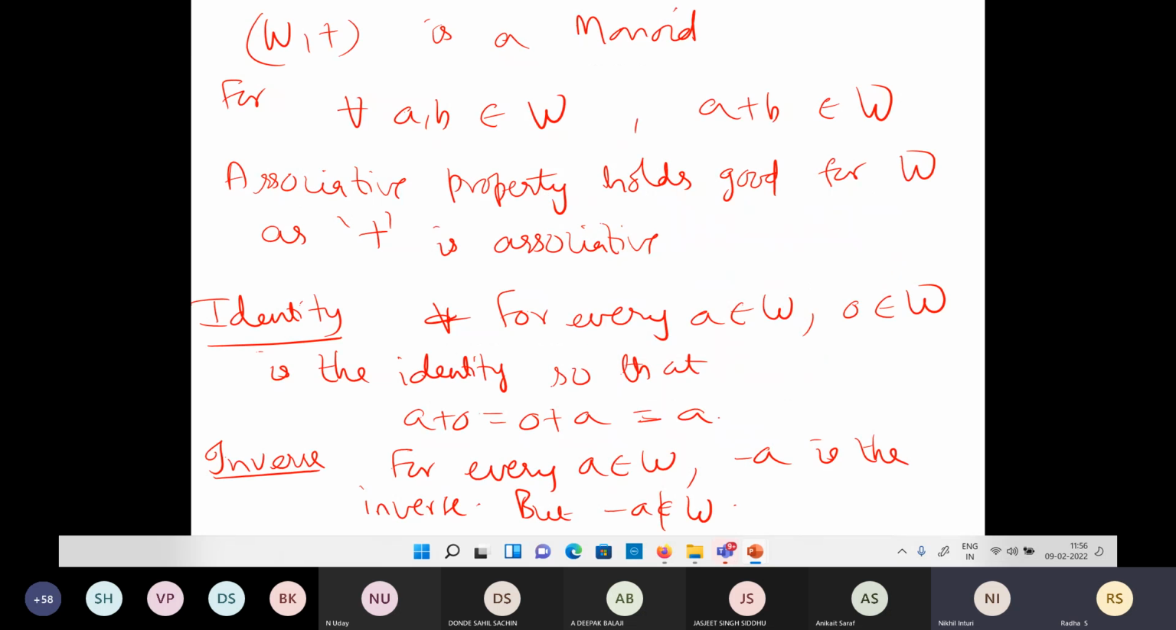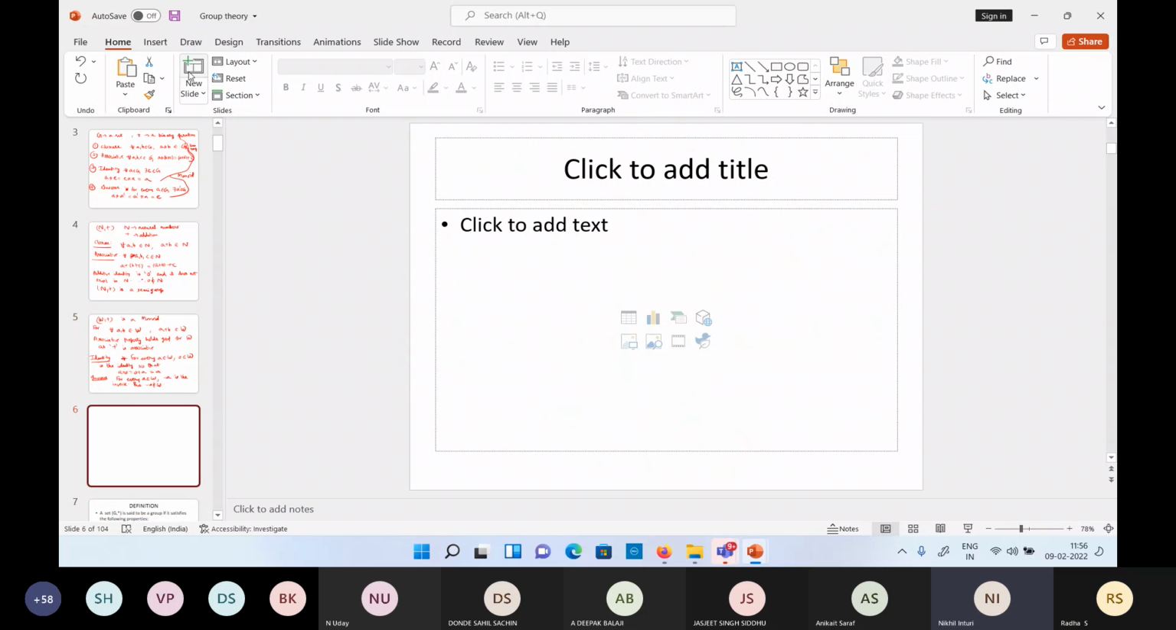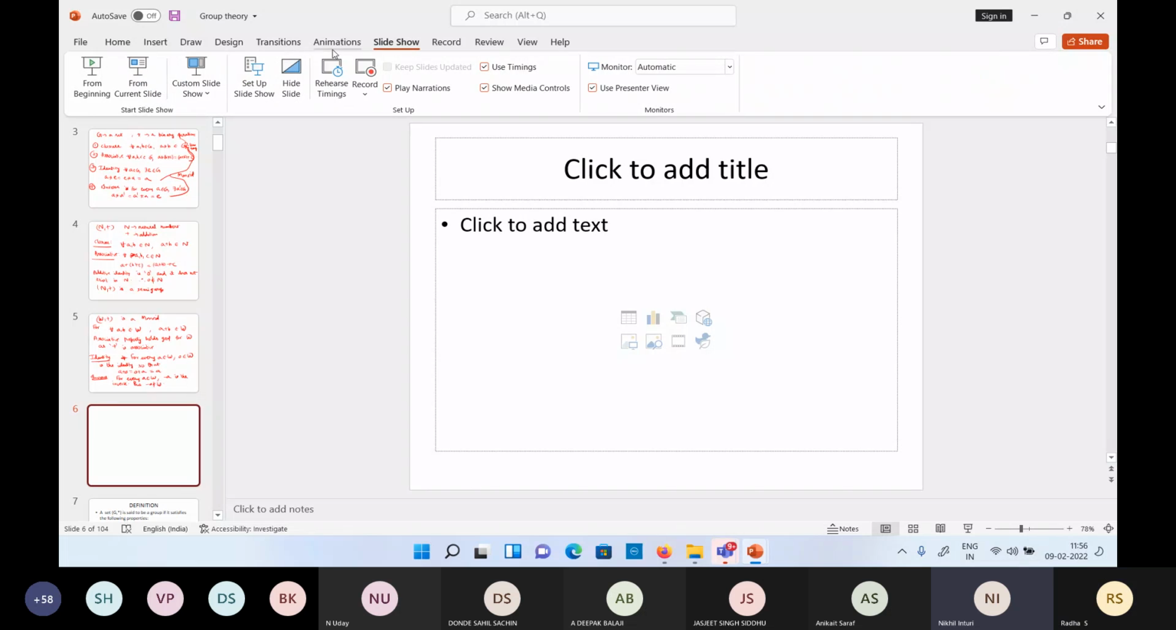Are you all listening? I will leave you with this example. So therefore, W is not a group under addition, but it is a monoid.